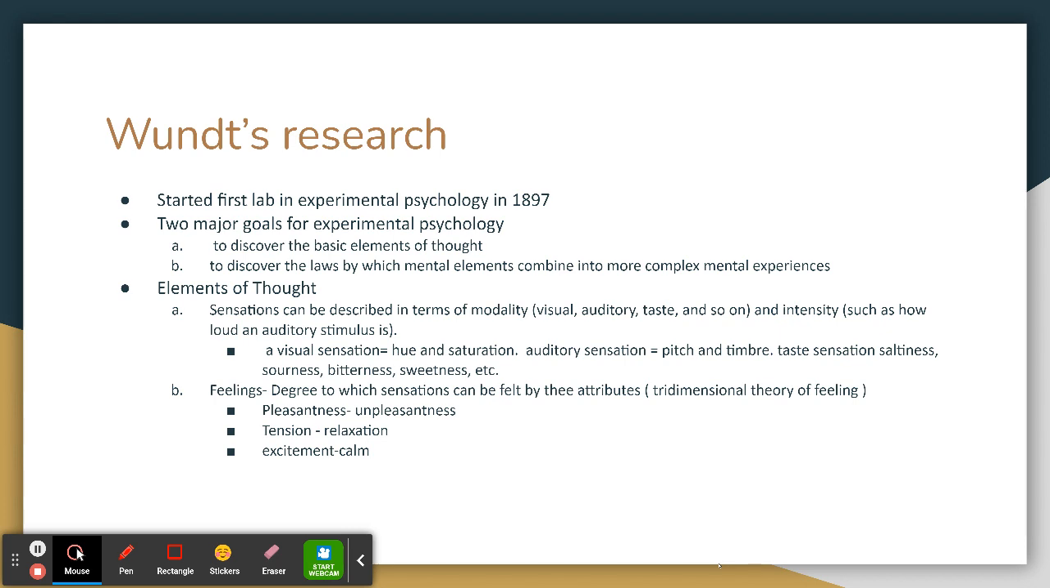The next element of thought is feelings, so the degree to which sensations can be felt by three attributes. This was also known as the tri-dimensional theory of feeling. These three qualities are pleasantness to unpleasantness, tension to relaxation, excitement to calmness. So, with all sensations, they are accompanied by a feeling.